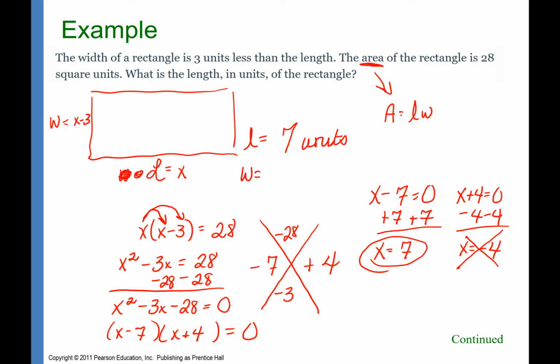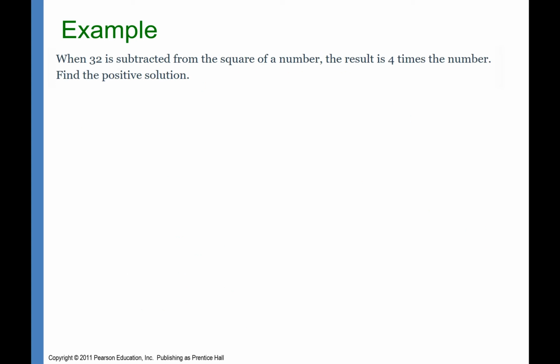And my width is 7 minus 3, or 4 units, which makes sense because if I multiply those, I would get the area. So what is the length of the rectangle? 7 units would be my answer. So draw it out and then set up your equation from what the word problem says. Let's look at another one.